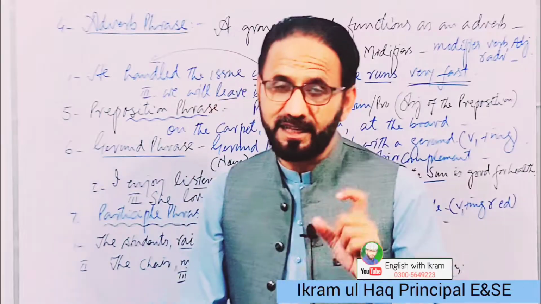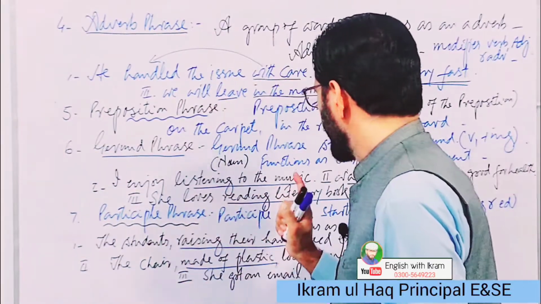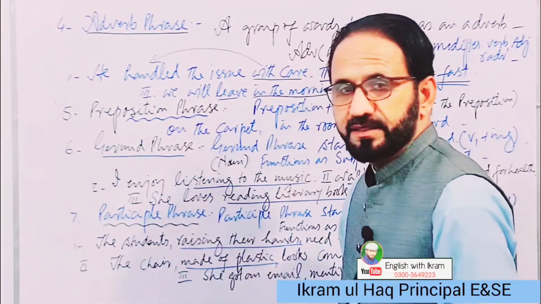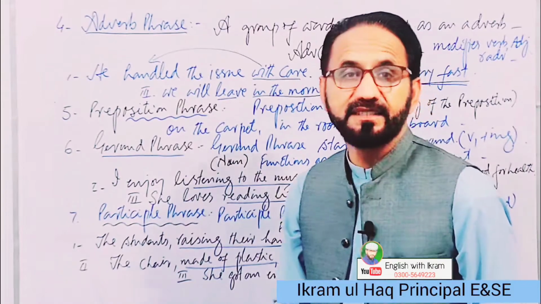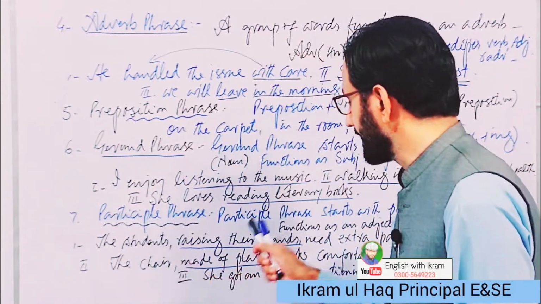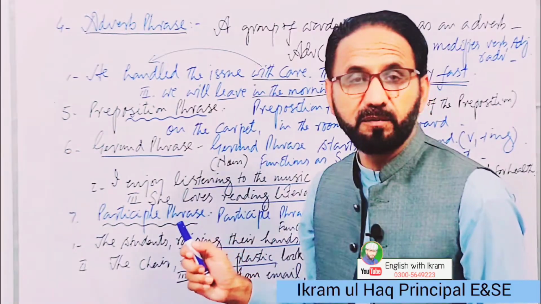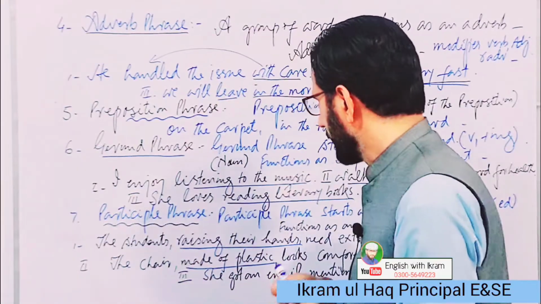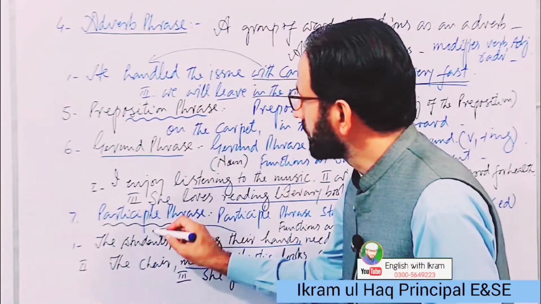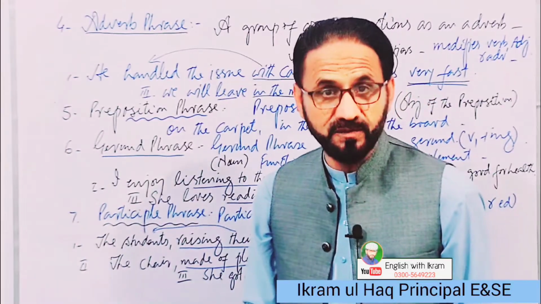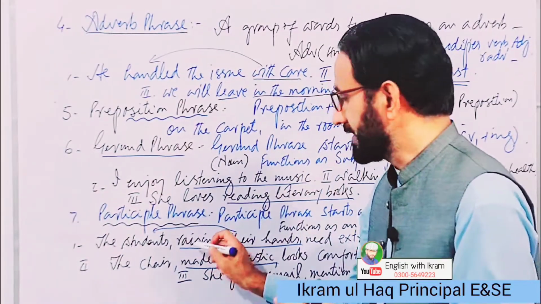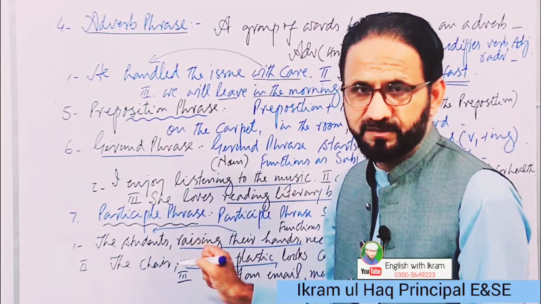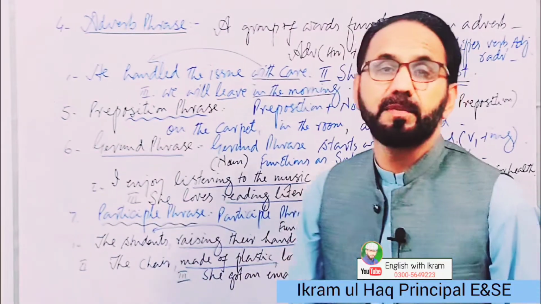Let's take a few examples, then your concept would be clear. Participle phrase starts with the participle, V1 plus ing or sometimes ed. The students raising their hands need extra page. Raising is V1 plus ing, participle. Who are raising their hands? The students. So raising their hands is a group of words which is modifying, which is qualifying the noun students. तो ये adjective वाला function play कर रहा है, but it started with V1 plus ing, that's a participle. Raising their hands is a participle phrase.